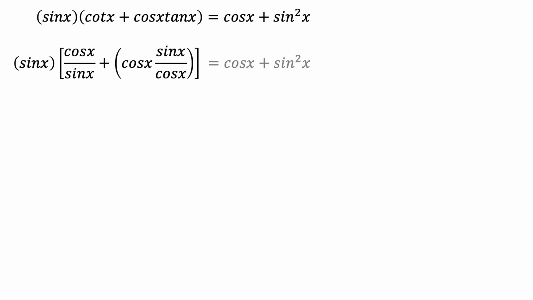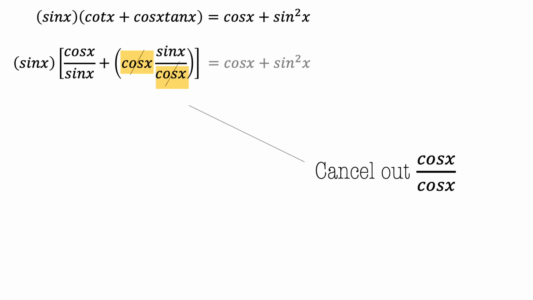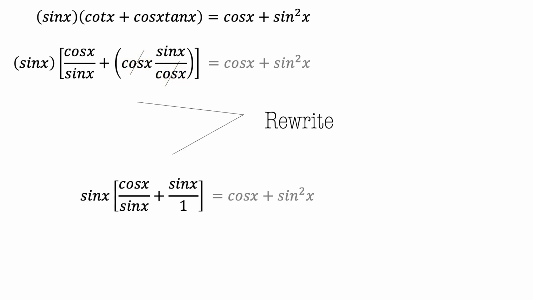Now notice there is cosine of x divided by cosine of x. Here it's shown in yellow. Since anything divided by itself is 1, and 1 multiplied by anything is itself, we can cancel the cosine of x divided by cosine of x out. Now let's rewrite the problem.